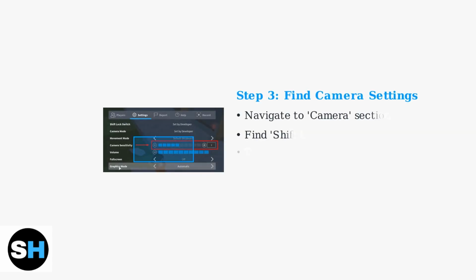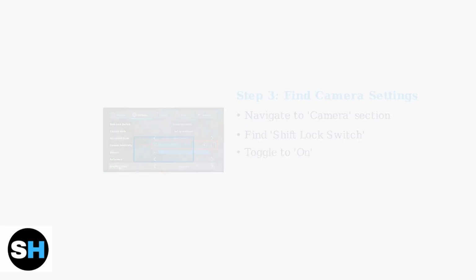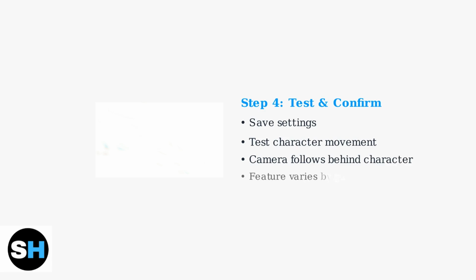In the Settings menu, find the Camera or Controls section. Look for the Shift Lock Switch option and toggle it to on. Some games may call it Lock Camera or Follow Camera instead. After enabling Shift Lock, save your settings and test the movement. The camera should now follow behind your character automatically.